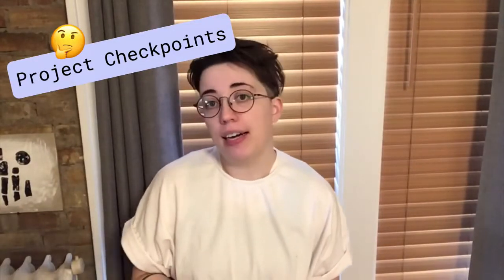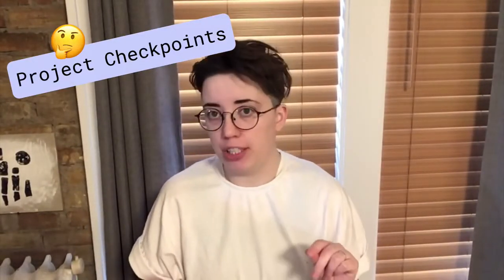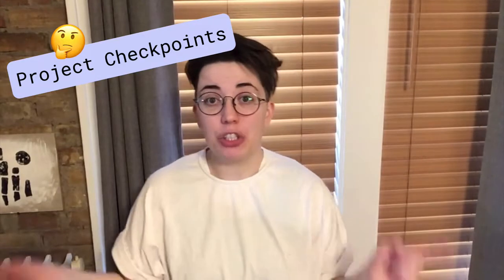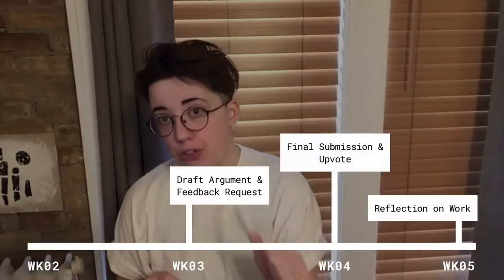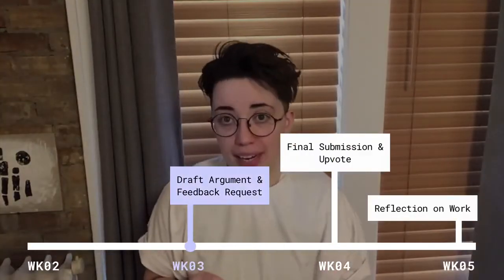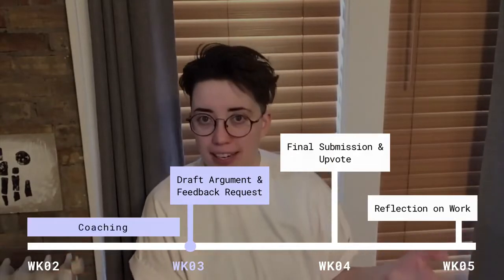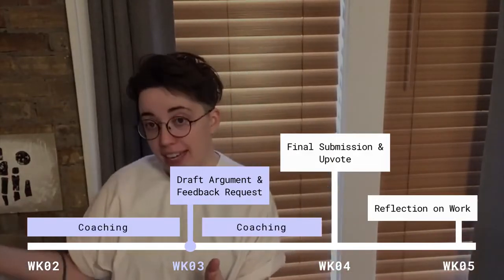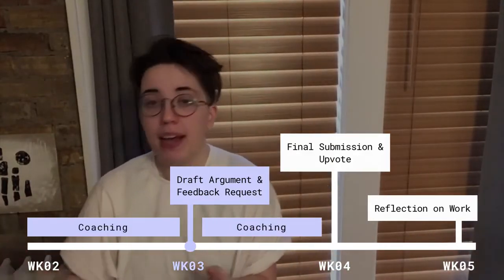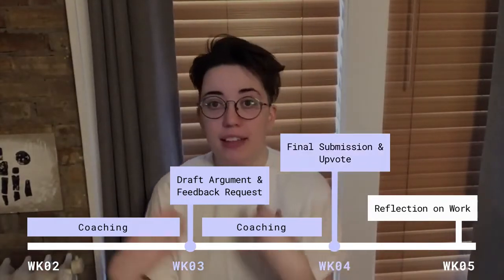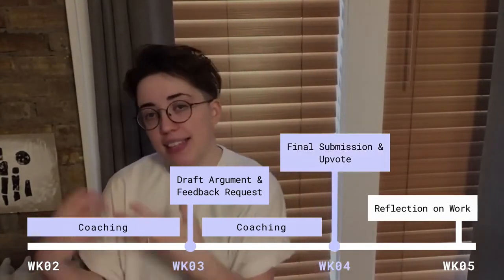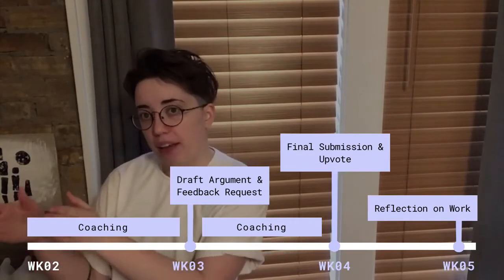All right, our last step, identifying where in the project we plan to check in on student progress. Now, I can envision maybe 3 major touch points attached to this project that look like this. So we have this draft argument and feedback request in week 3. I know that we'd have some heavy coaching leading up to the submission and really up until the final submission of the argument. I know that we have this final submission of the argument and the upvote in week 4, and then this in-class debrief and reflection week 5.